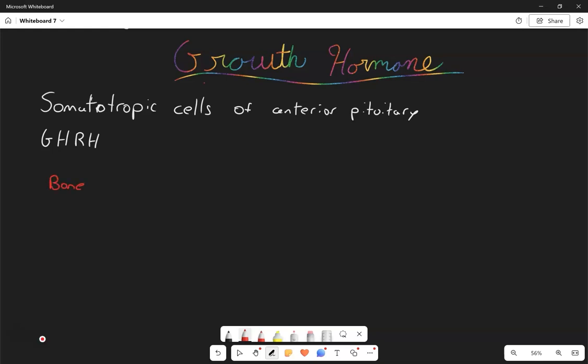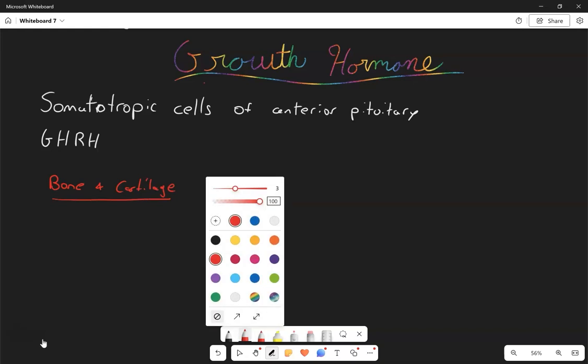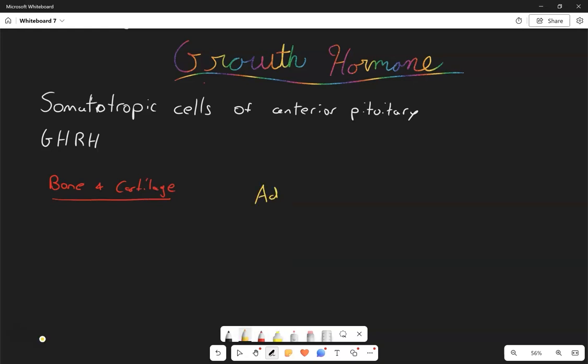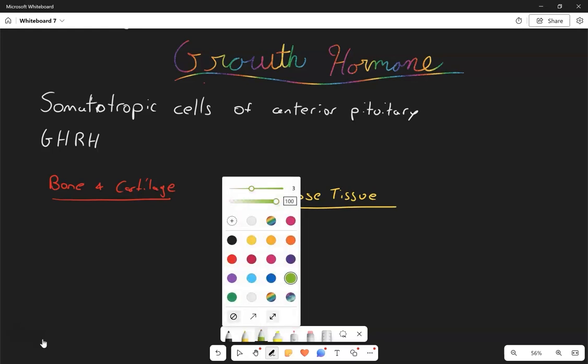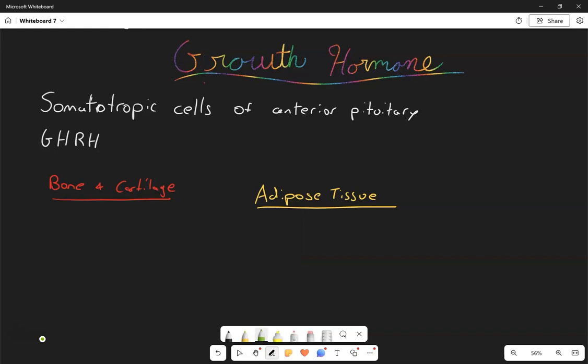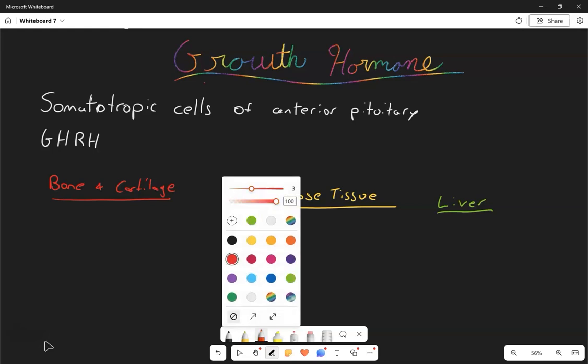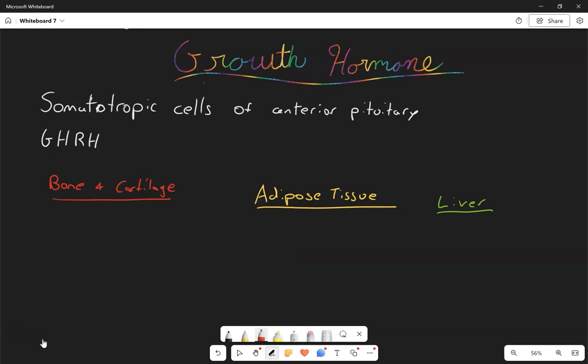We're going to talk about bone and cartilage as one. We are going to talk about its action on adipose tissue, or fat tissue, as number 2. And then lastly, we will talk about its action on the liver. So the first one that we're going to talk about is its action on bone and cartilage.